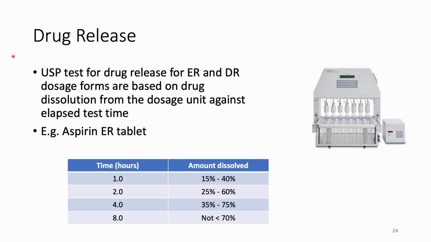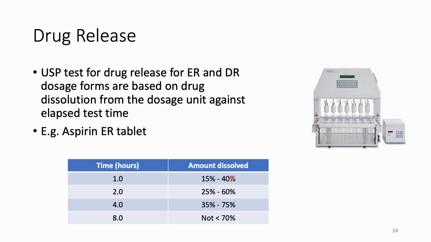About drug release requirement, USP tests for drug release for extended release and delayed release dosage forms are based on the drug dissolution from the dosage unit against elapsed test time. This is an example about aspirin extended release tablet. For example, for the time 1, 2, 4, and 8 hours, amount is on.